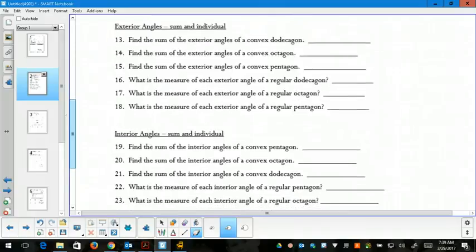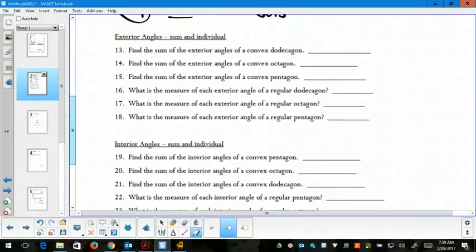All right. Exterior angles, sum and individual. The sum of exterior angles, as long as it's a convex polygon, is always 360 degrees. So when they say find the sum, there's not much to find. You're just writing down 360, because they asked for the sum.